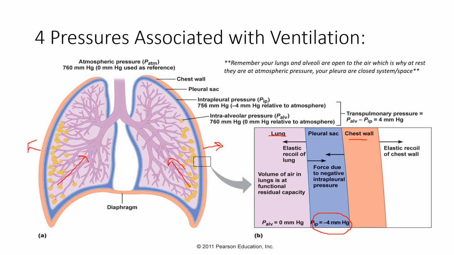And again, this is all relative to atmospheric. The lung is at 0 relative to atmosphere, but that's really 760 because atmospheric is 760. The pleural sac is at 756, but that's -4 relative to atmospheric. Basically, the way inspiration operates is by changing the volume in the pleural space. We'll go over that in a second.